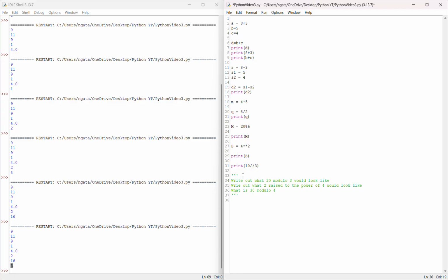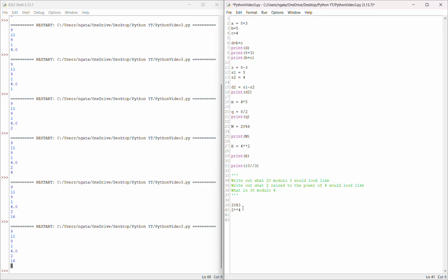All right, if you paused it and figured it out, good job. So for the first one, write out what 20 modulo 3 would look like. Very simply, remember, 20 % 3. That is it. You could have assigned it to a variable; if you did, extra credit to you. But I'm just going to write out exactly how it looks. That's 20 modulo 3. Then write out what 2 raised to the power of 4 would look like. So we got 2 raised to the power of 4. There you go. Once again, bonus points if you assigned it to a variable. I didn't, so I don't get bonus points, but you guys do if you did.